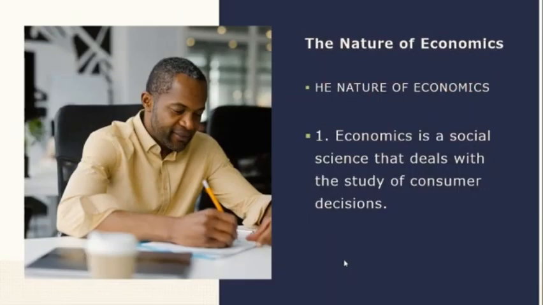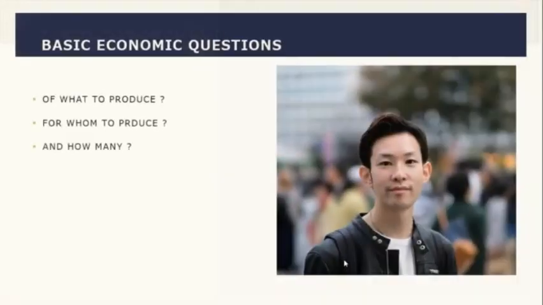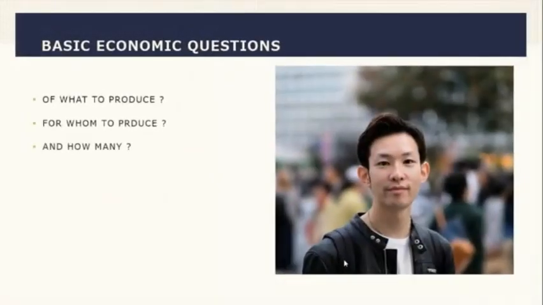So, first of all, what is economics? Economics is a social science that deals with the study of consumer decisions. There are three basic economic questions: what to produce, for whom to produce, and how many to produce. These are the three fundamental questions that shape the economic landscape in any economy in the world.